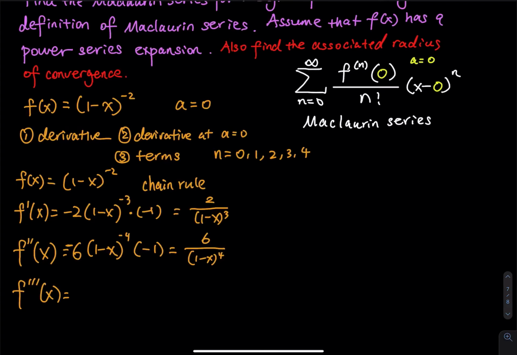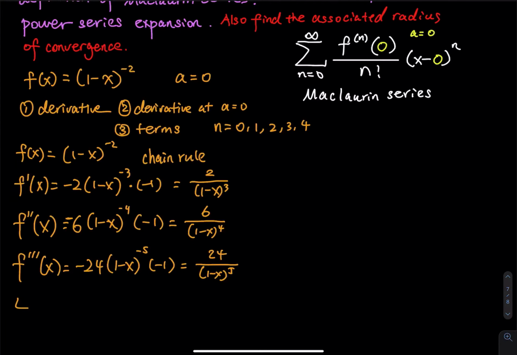And then n equals 3. You bring the negative 4 down, then you have a negative 24. 1 minus x, negative 4 minus 1 is negative 5. And then the derivative of the linear function is negative 1. So you have 24 divided by 1 minus x raised to the 5th. When n is equal to 4, we have the 4th derivative of f of x. This time you bring the 5 down, then you have a negative 120, and then 1 minus x raised to the negative 6. The derivative of the linear function is negative 1. Then you have 120 divided by 1 minus x raised to the 6th.